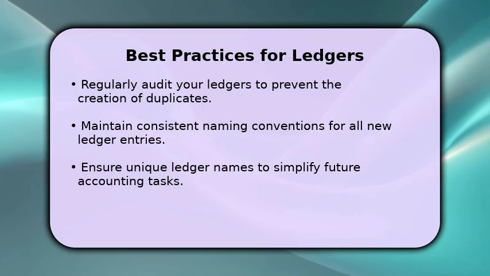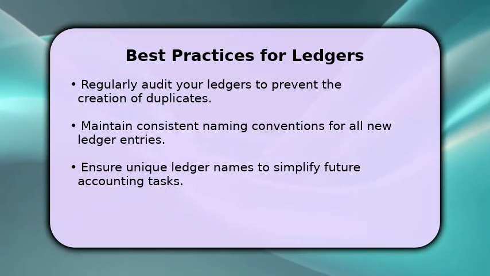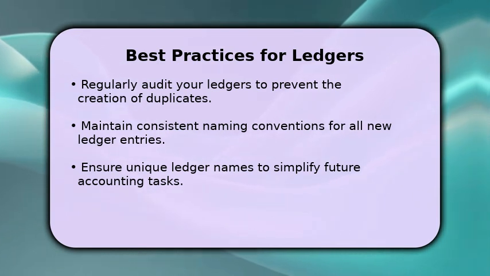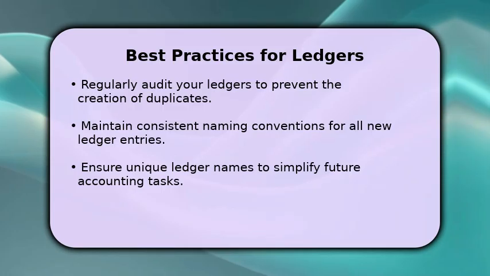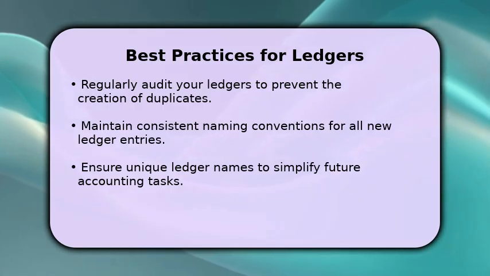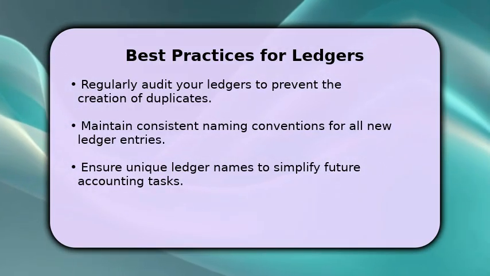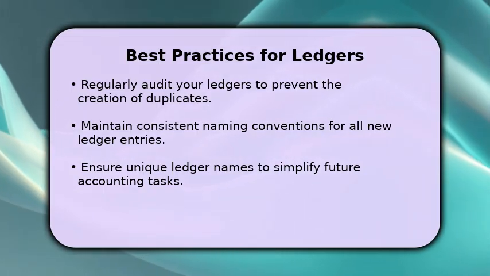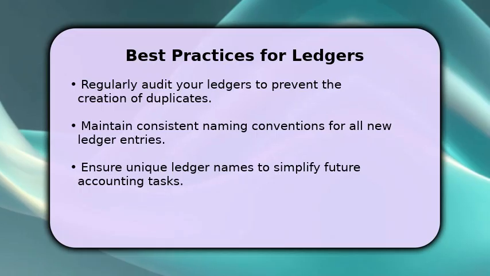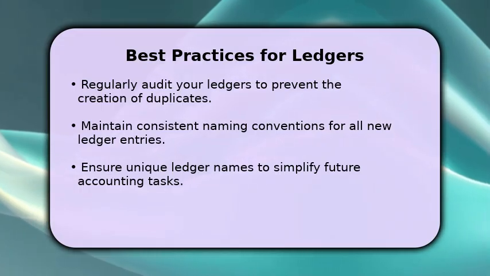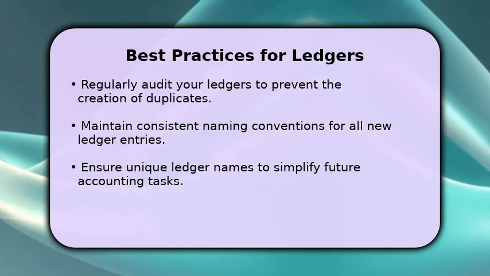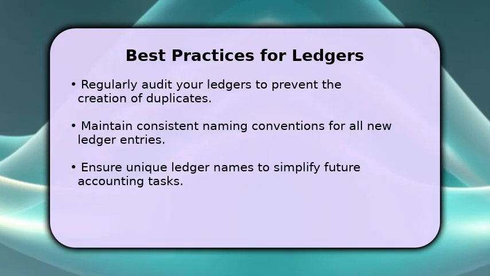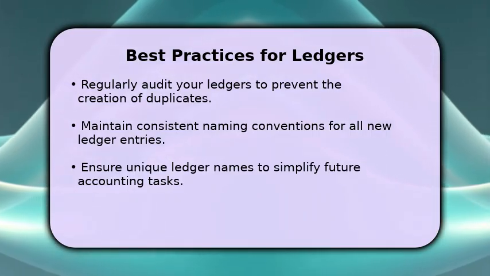To maintain clean and accurate accounting records, it is highly recommended to regularly audit your ledgers. This proactive approach helps prevent the accidental creation of duplicate entries in the first place. Furthermore, establishing and adhering to consistent naming conventions for all new ledgers will significantly reduce the likelihood of future merging needs. A well-organized chart of accounts with unique ledger names ensures efficient data management and simplifies your financial reporting processes considerably.